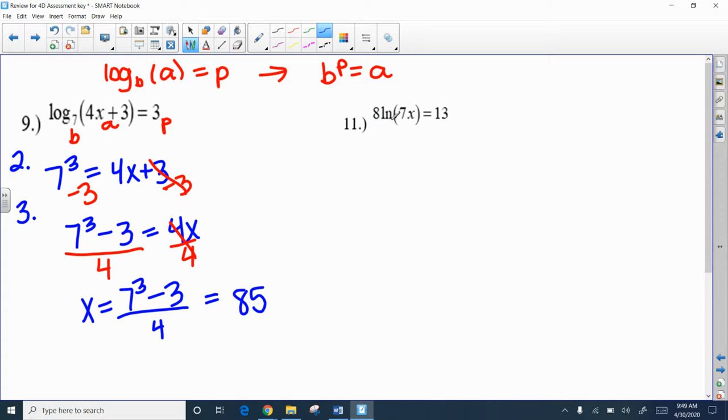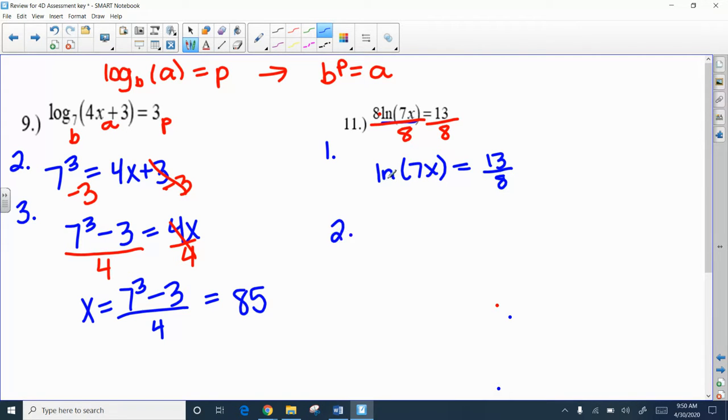All right, we have 8 ln of 7x equals 13. Remember, ln is just a logarithm, the natural logarithm. So we're going to do it in the same way. Step 1 is to isolate. This is the logarithmic part, natural log of 7x. To isolate, I need to get rid of that 8 in the front. Right now it's multiplied, so to get rid of it, we divide. So I have natural log of 7x equals 13 over 8. You could make this a decimal, but I'm just going to leave it as a fraction.